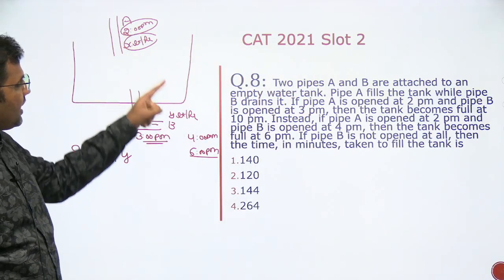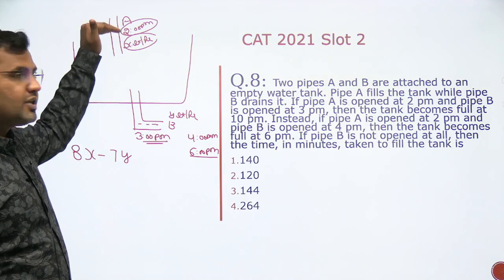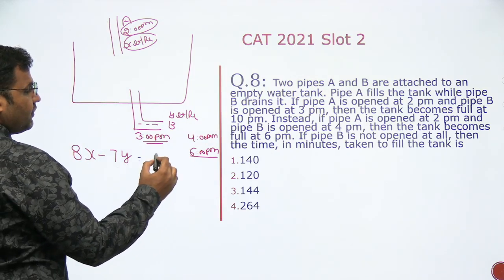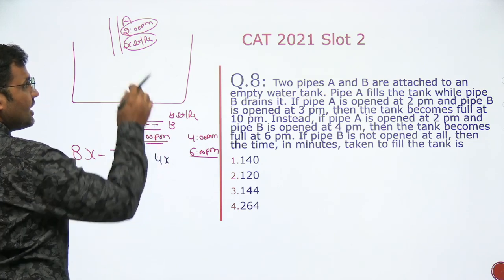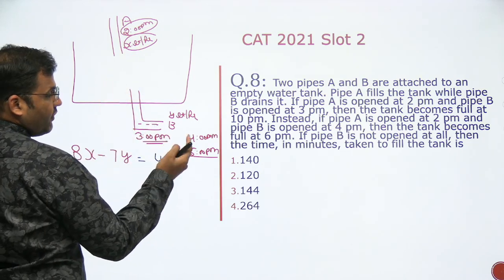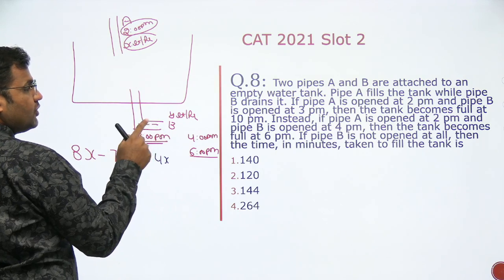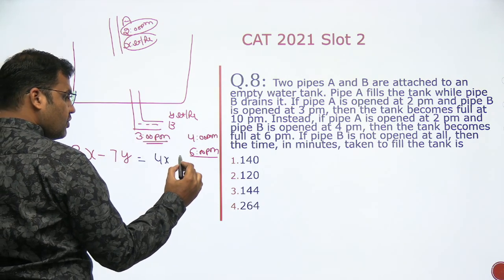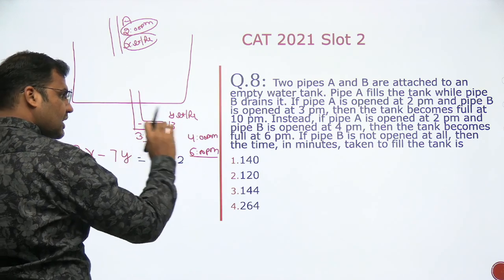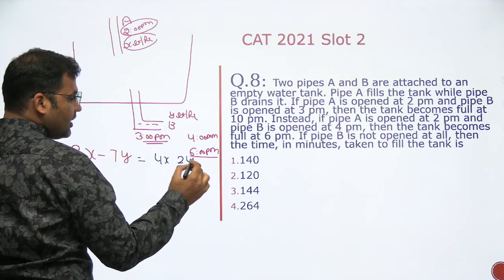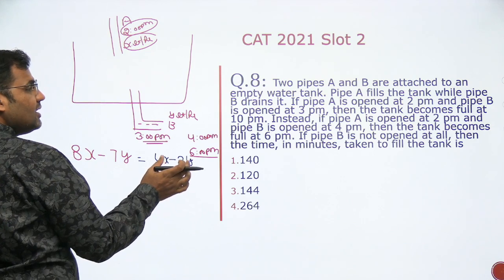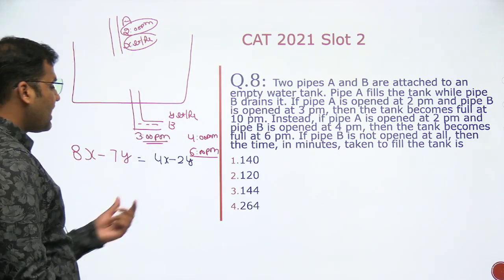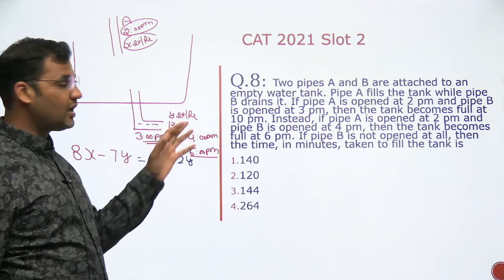So, from 2 p.m. to 6 p.m., water is going inside the tank. That means kitna time ke liye pani gaya? That is 4X water is going inside the tank. And from 4 p.m. to 6 p.m., 2 ghante ke liye pani tap se bahar gaya. That means for 2Y, the amount of water that is going outside the tank is 2Y. So 4X minus 2Y is the final water which is going inside the tank. Itna pani finally tank pe gaya, tank gets filled.